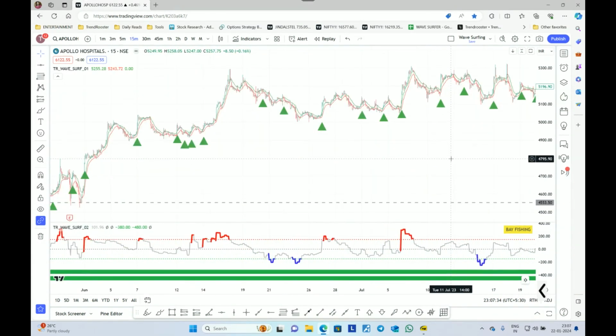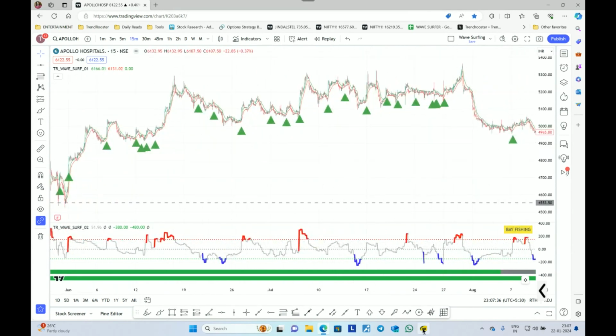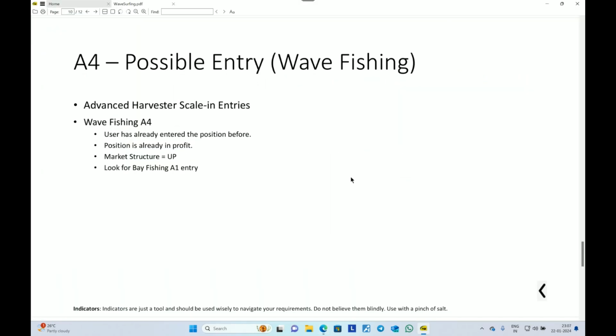All right, guys. I think it's enough with the examples. I'll go ahead and explain again. Advanced harvester scaling entries, wave fishing. So basically, it's not a primary entry. It is a scaling add-on entry. We are supposed to be in profit already, and look for, so change the setup to bay fishing and look for a bay fishing A1 entry. That's all it is.